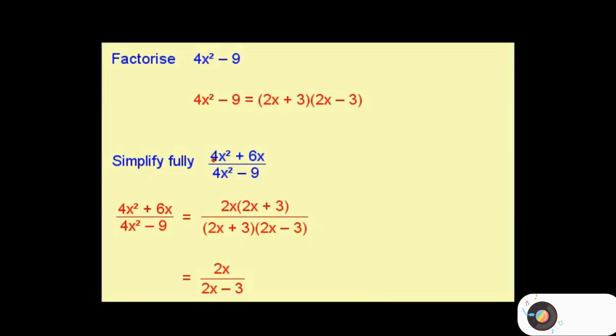The top of the fraction is not a difference of two squares, so I need to use a basic method of factorisation. I can see that there is a common factor of 2x, and I take this out, leaving me with 2x plus 3. This fraction can then be simplified to 2x over 2x minus 3.